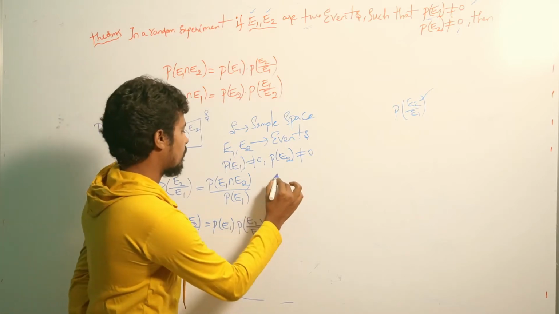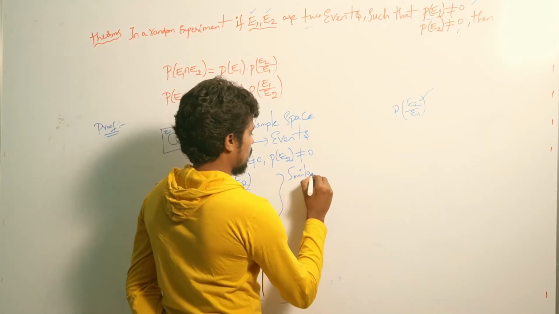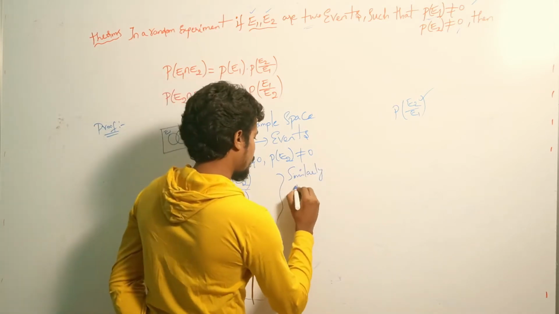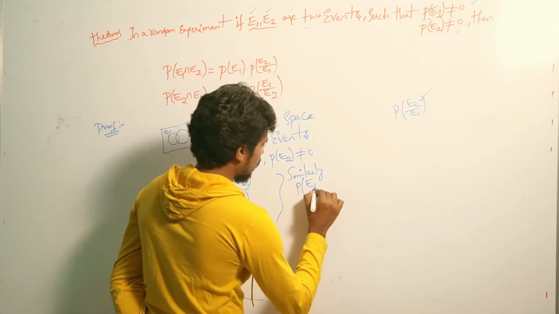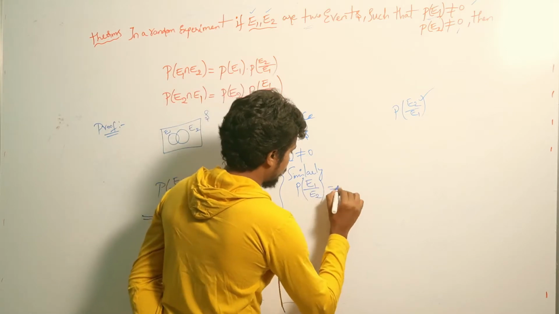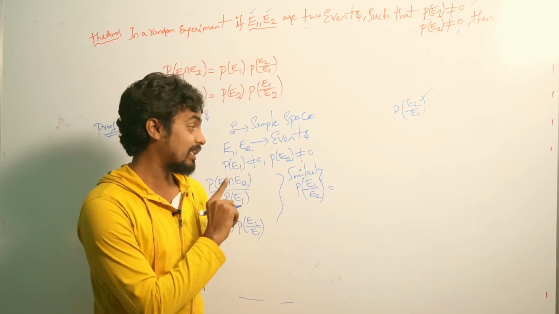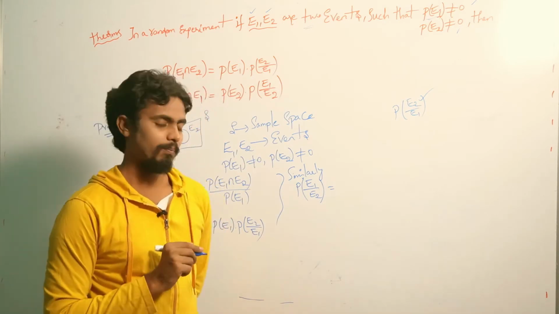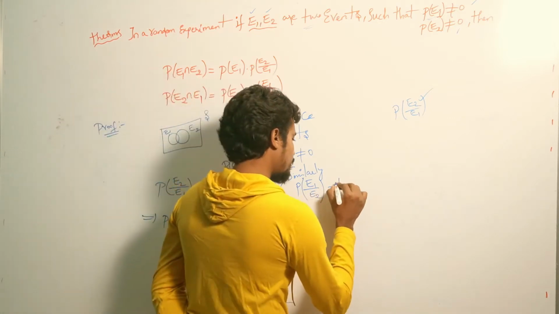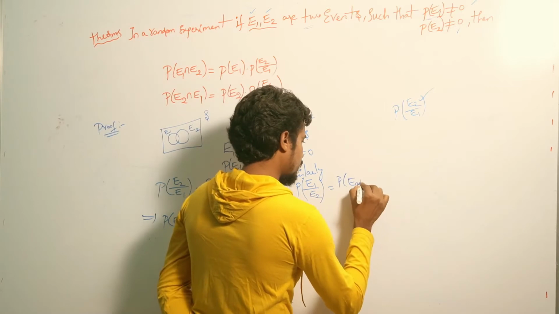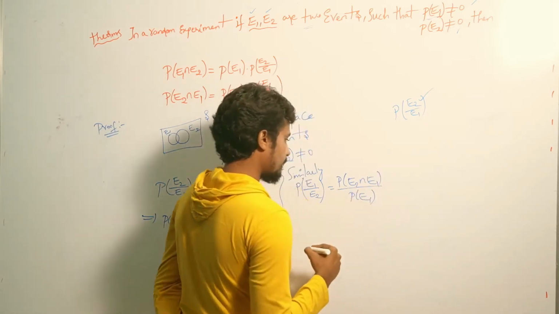Similarly, if you want to solve P of E1 given E2, this is also an independent event, where one event will not affect the other event. How can you write it? By using conditional probability, that will be P of E2 intersection E1 divided by P of E1.